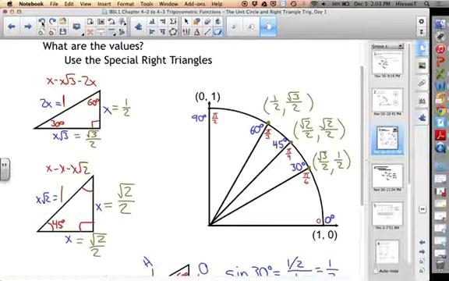What's the tangent of 0? 0. What's the tangent of pi over 2? No, it would be 1 over 0. That was backwards. Tangent of pi over 2 is actually undefined. And later on this year, we'll look at sketching these. There's actually an asymptote at pi over 2 on our tangent graph. Okay? But we'll get to that later.